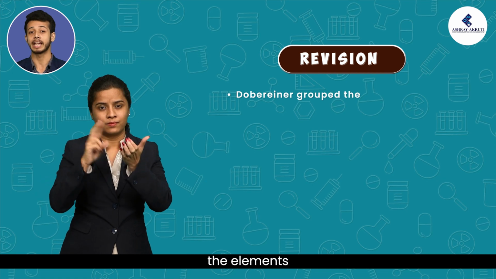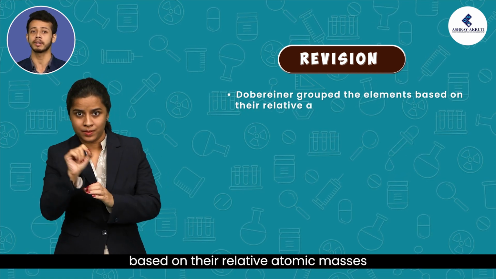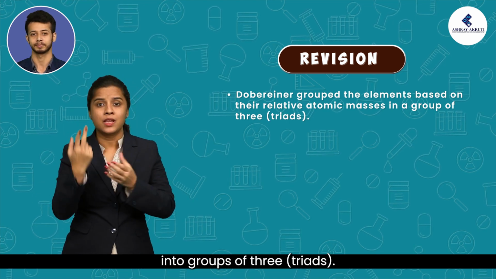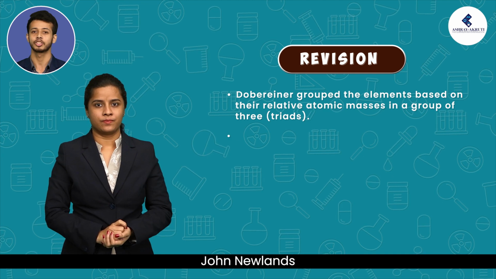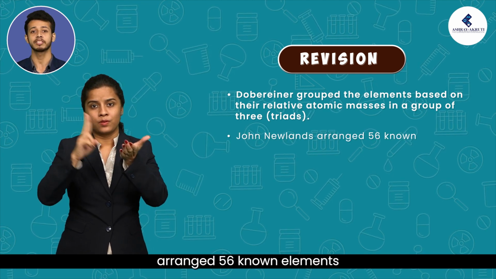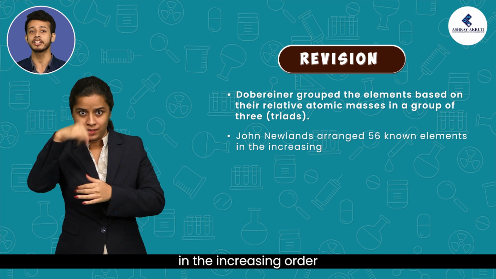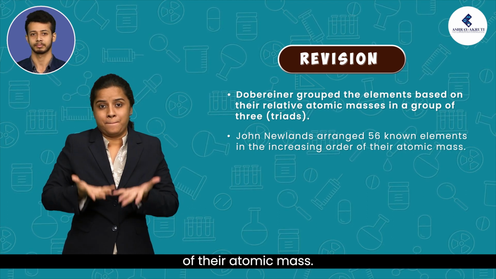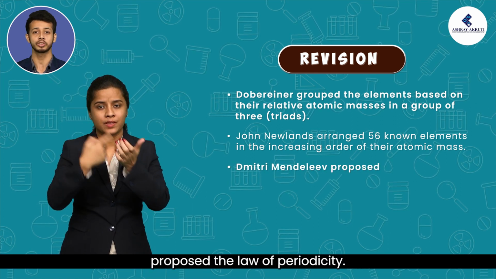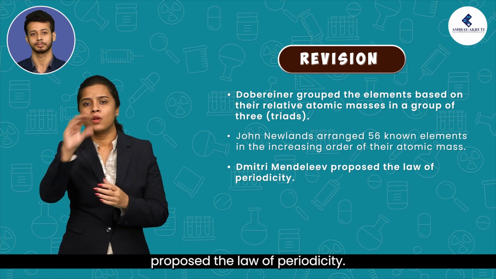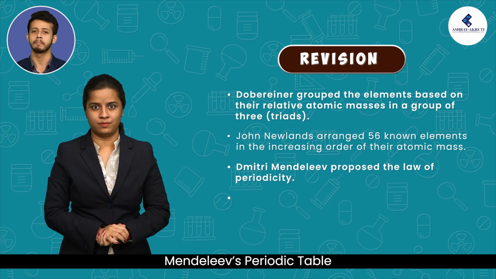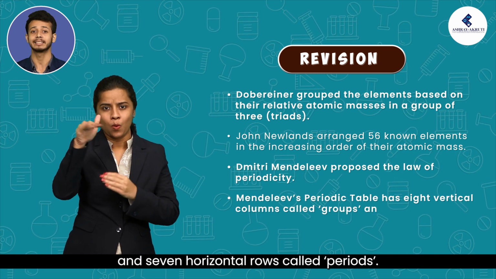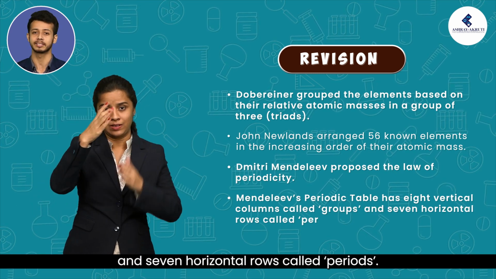Dobereiner grouped the elements based on their relative atomic masses into groups of 3 called triads. John Newlands arranged 56 known elements in the increasing order of their atomic mass. Dmitri Mendeleev proposed the law of periodicity. Mendeleev's periodic table has 8 vertical columns called groups and 7 horizontal rows called periods.